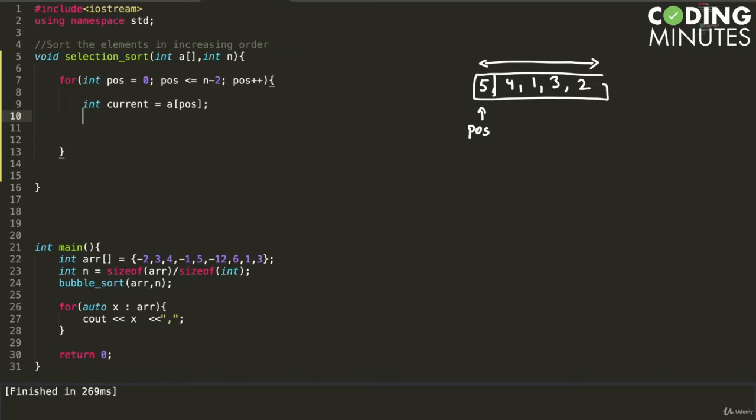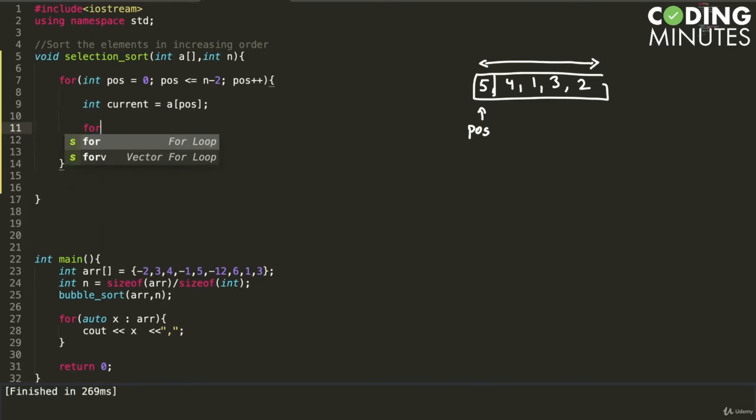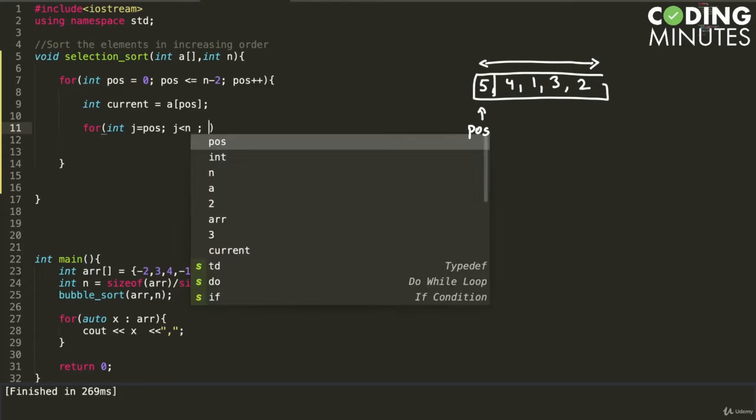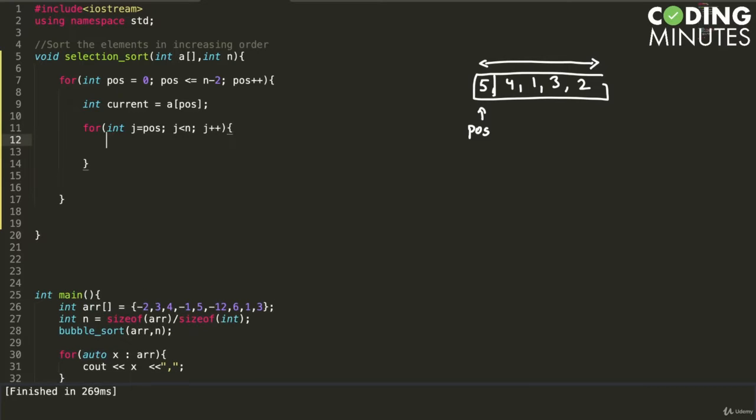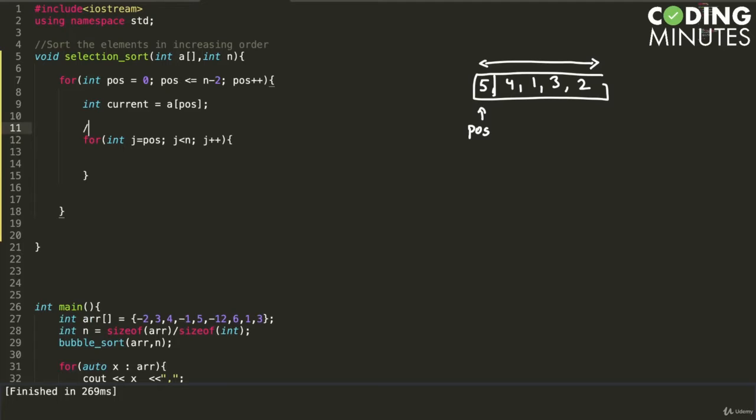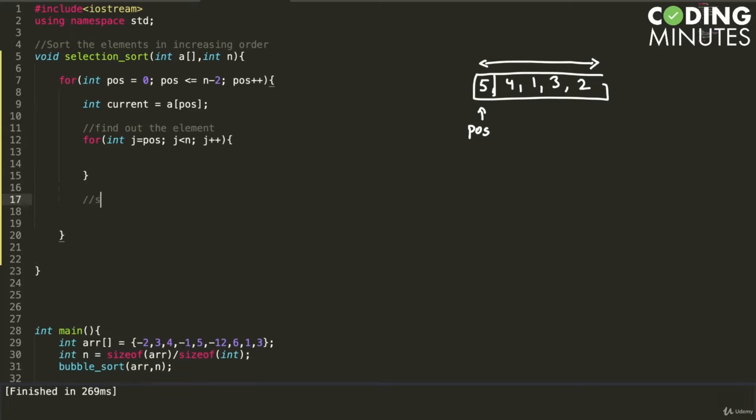So we take a variable j that starts from position and goes till the last element, and we do j plus plus. We use this loop to find out the minimum element. First we will find the minimum element. Once we know which is the minimum element, we will do the swapping outside the loop.